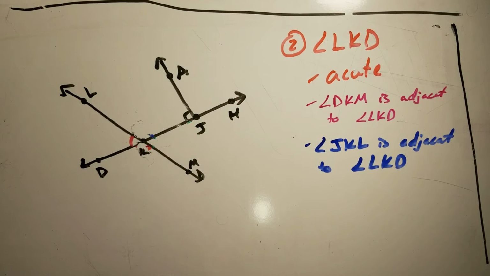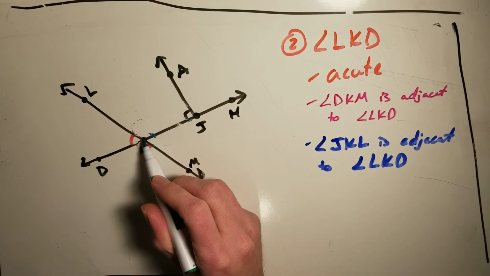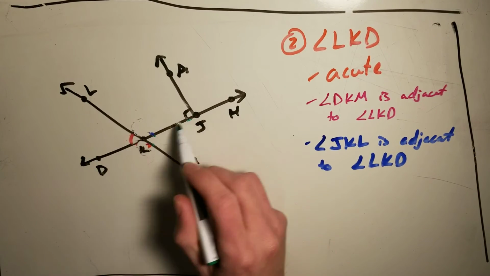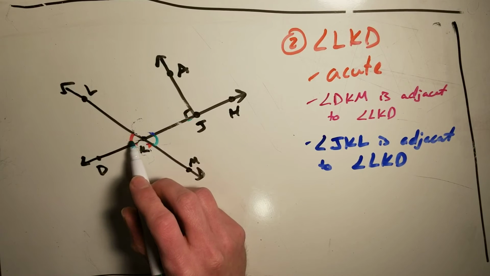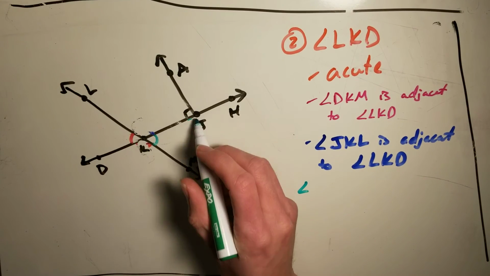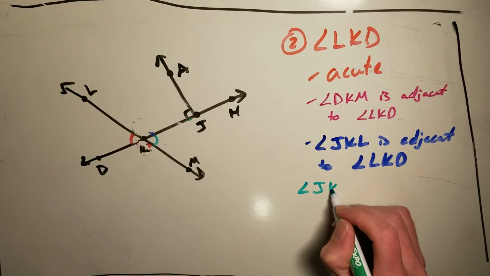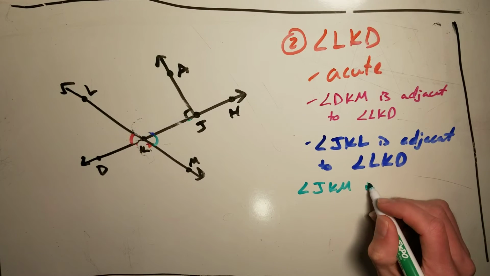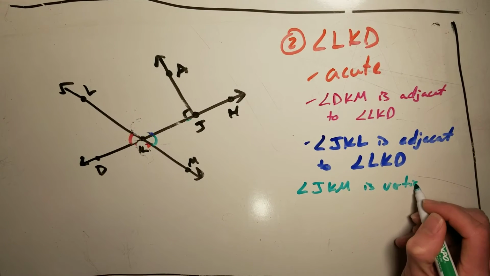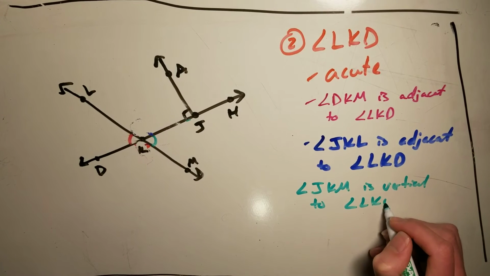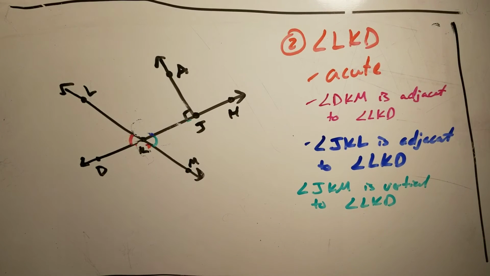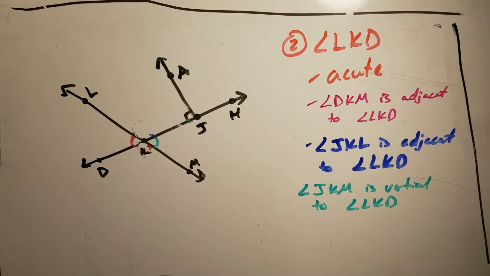A vertical angle, you need to share a vertex. You need to be opposite. Notice we have the 2 lines intersecting. It's going to have a vertical angle. So you share a vertex, you're opposite, angle JKM is vertical to our original angle, angle LKD. Okay, so that is number 2.